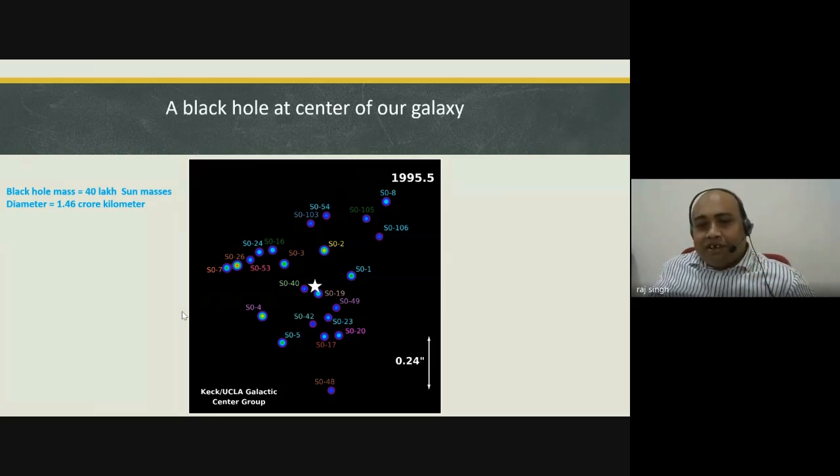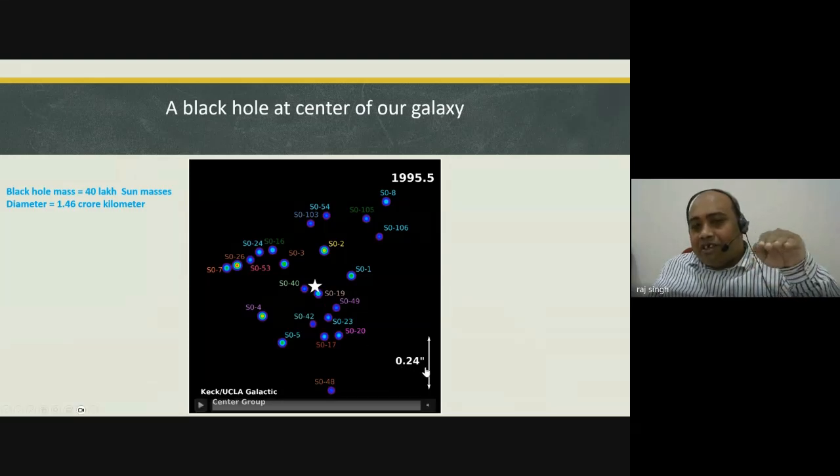So these are the stars in the center of our galaxy, and we are looking at what, 0.24 degree from the earth. And I will start this simulation from when the observation in from 1995.5.